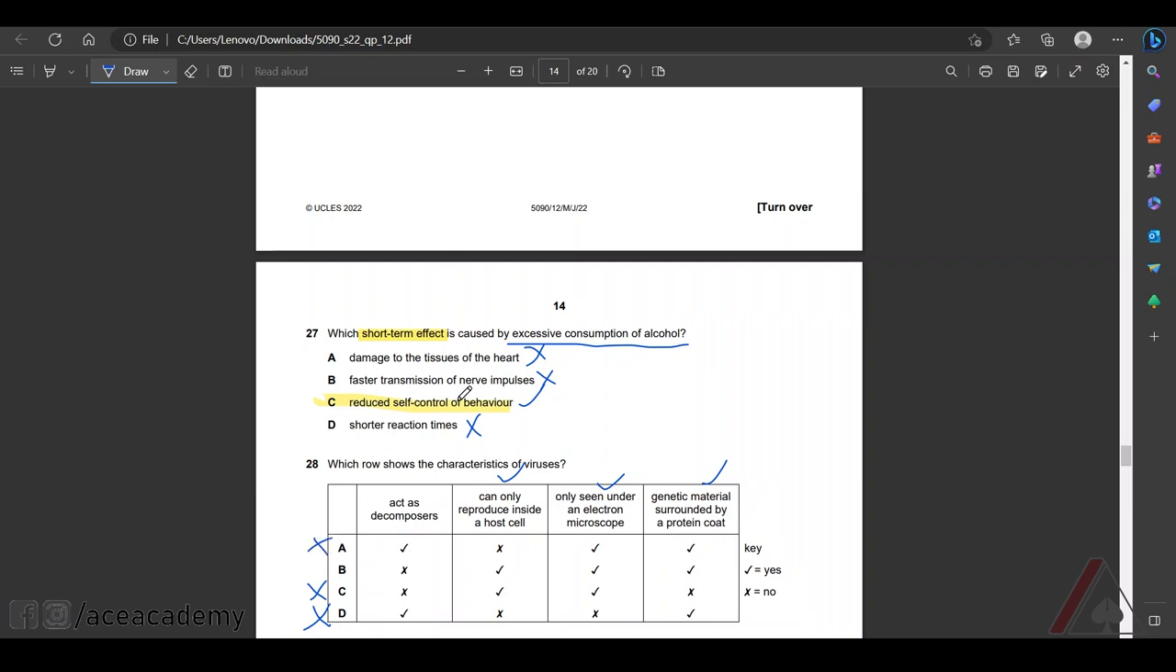Now our last characteristic says that viruses act as decomposers. This one's wrong because viruses don't have the organelles to break down other cells or other compounds. Decomposers are usually other microorganisms such as bacteria and fungi. So viruses are not decomposers. A is wrong and B is our final correct answer.